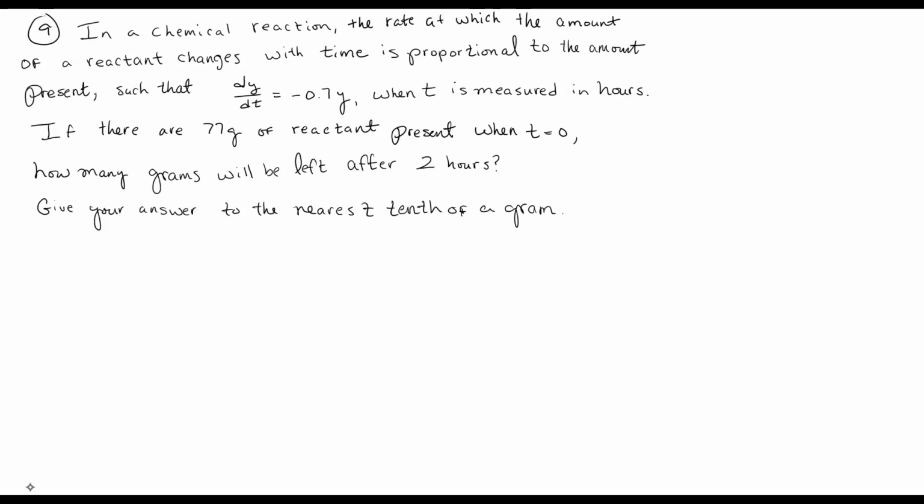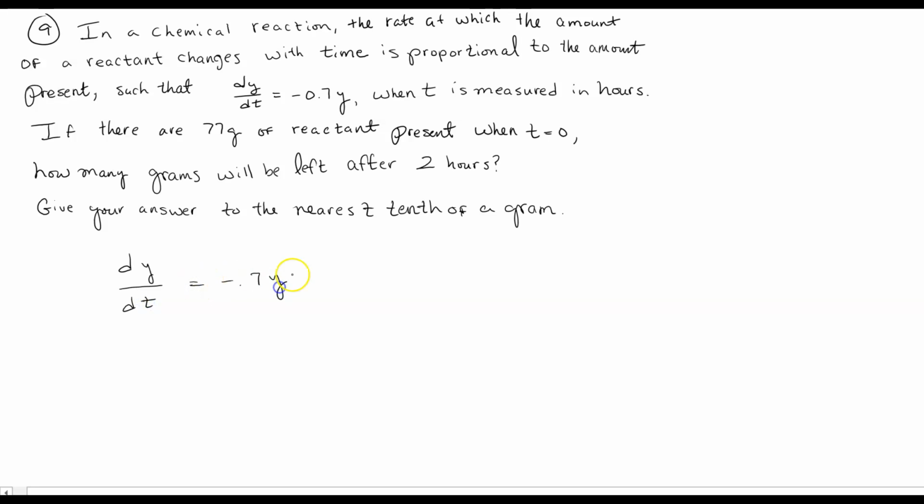They've given us an initial value. We're going to solve a differential equation, and once we've done that, we're going to use that new equation to find the remaining amount after 2 hours. So it's a few parts to this problem. The first thing, of course, is to solve the differential equation dy/dt and find a solution.